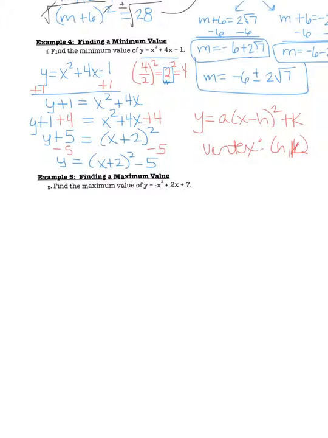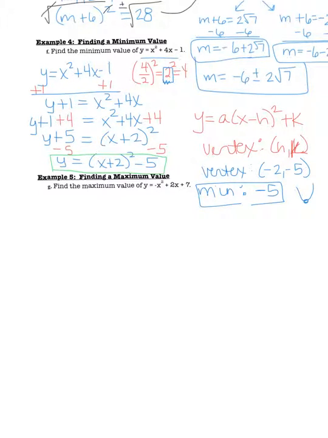So for our equation, y equals (x plus 2) squared minus 5, our vertex would be (negative 2, negative 5). And the minimum value is the y coordinate, so it would be negative 5. So in our parabola, it would open up, and on the y-axis, negative 5 would be the lowest number where the graph hits.